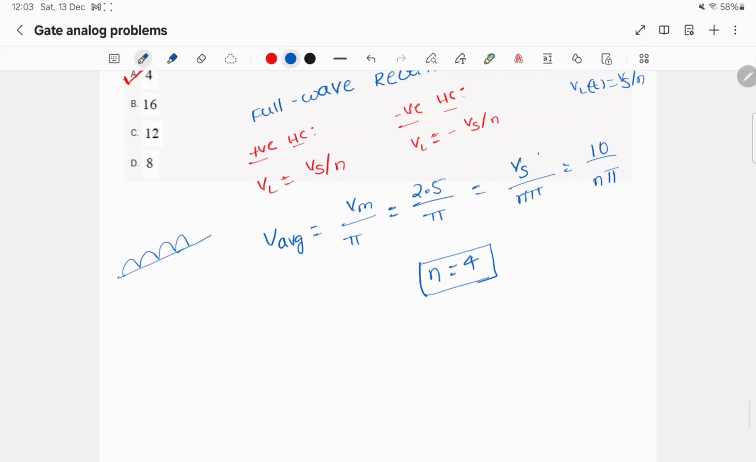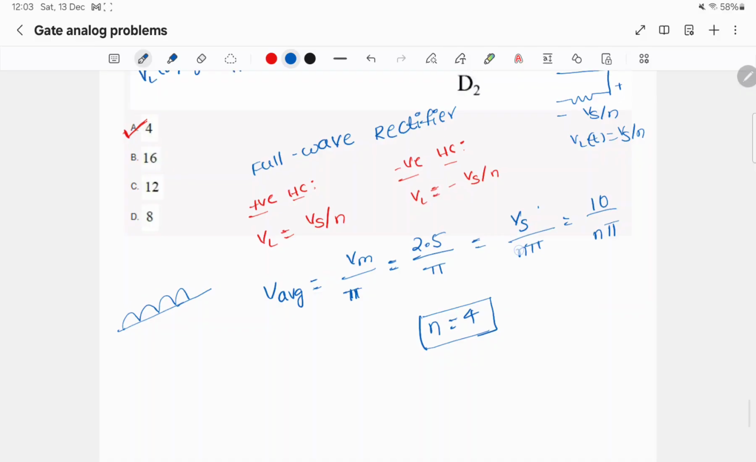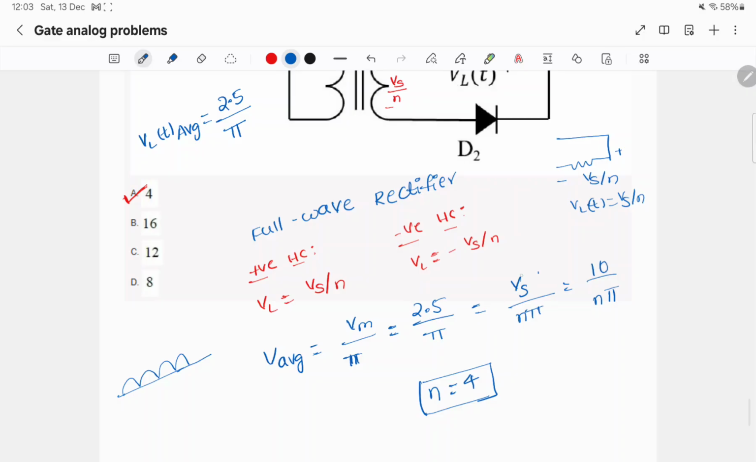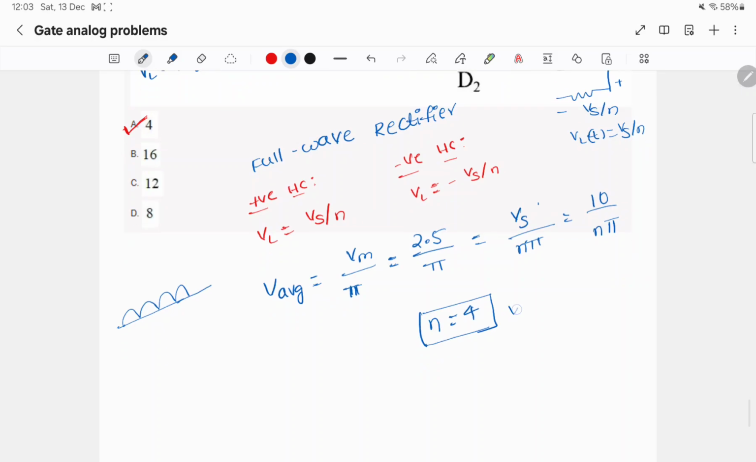So for full wave rectifier, V average is Vm by pi. It is given that output average voltage is already 2.5 by pi. So the output voltage here is Vs by N by pi. So N will come out to be 4.